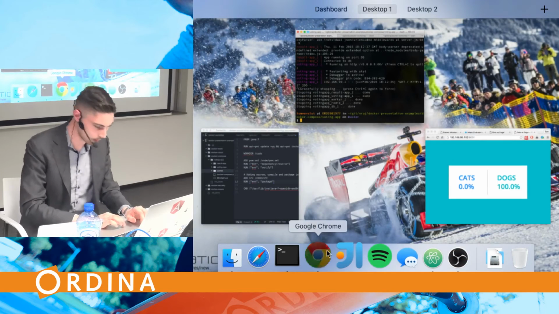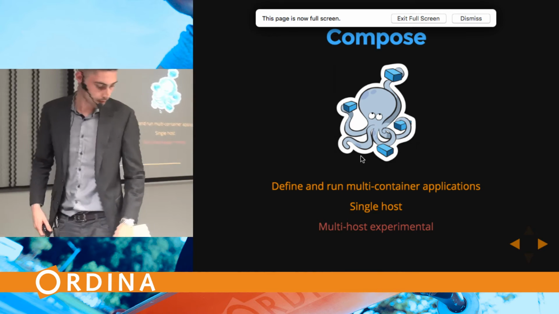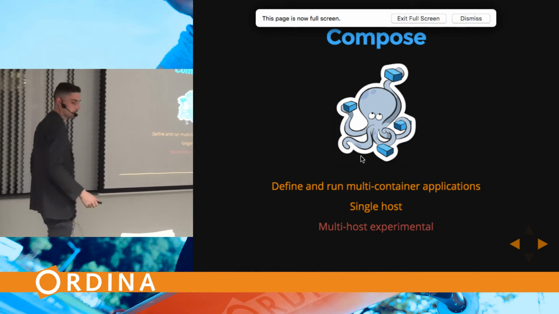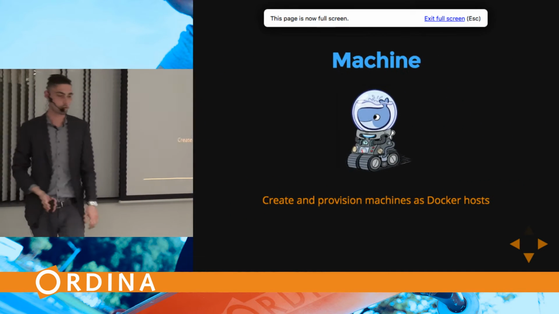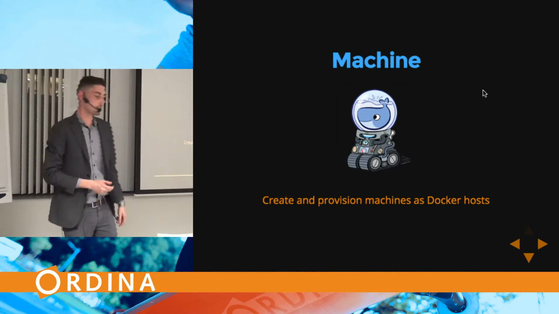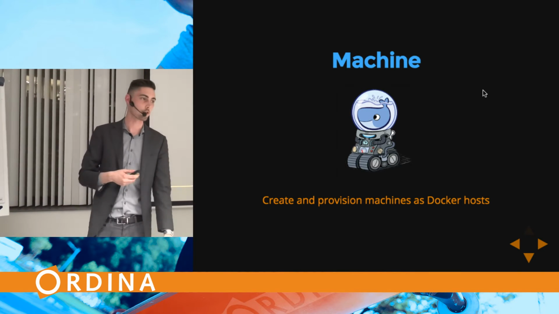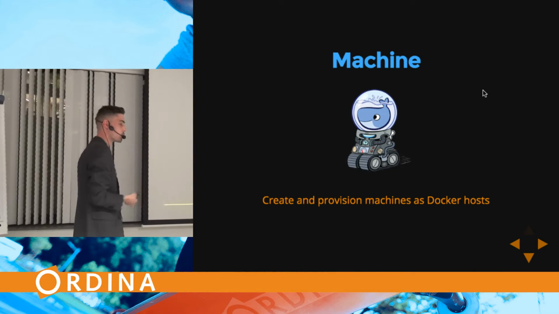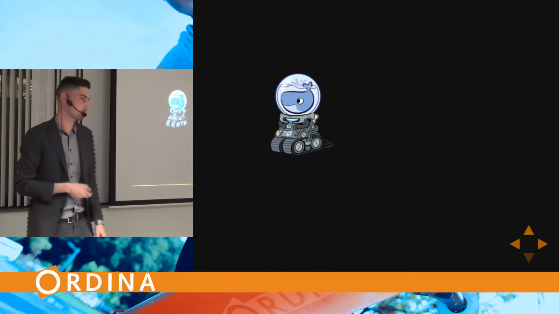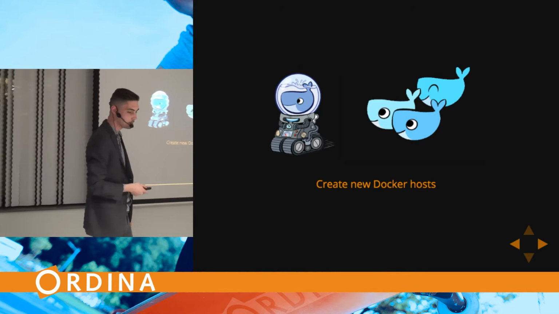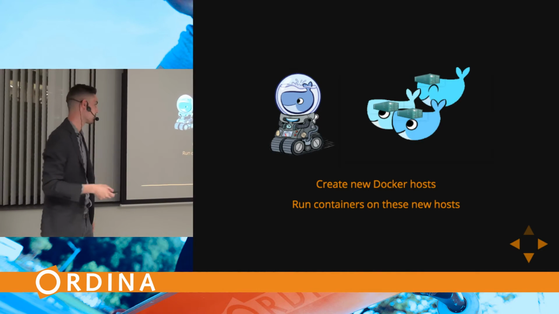Okay, so back to my presentation. I will show you the multi-host version later, but I first have to tell you a bit more about some other tools. So the second tool is Docker Machine, and it's a very useful tool to create new Docker hosts. It creates new nodes and provisions them with Docker. You can create multiple machines and then say, okay, you guys run some containers. That's all it does.